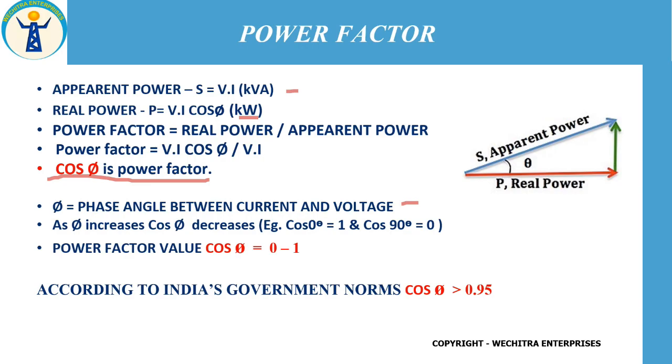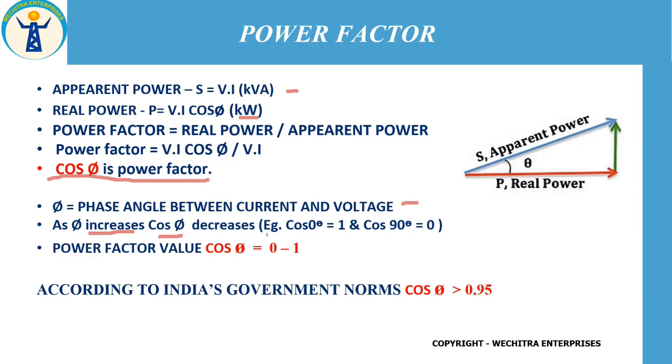And as phi increases, cos phi decreases. This is according to trigonometry. For a 0 angle, your cos will be maximum, 1. For a 90-degree angle, your cos will be 0. So as your angle decreases, your cos phi increases, and your power factor increases.